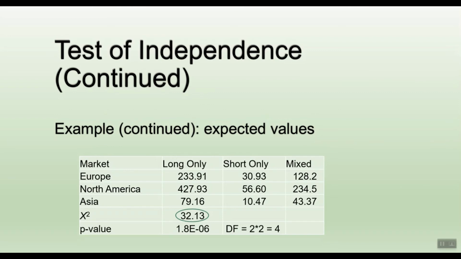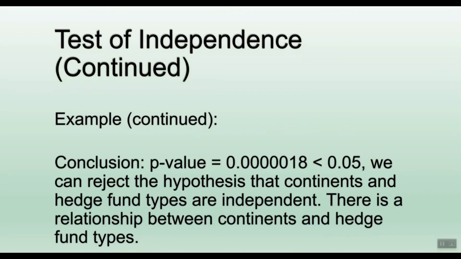And then my p-value can be found as 0.000018. Here's my conclusion. Since my p-value is 0.000018, which is less than 0.05, we can reject the hypothesis that continents and hedge fund types are independent. There is a relationship between continents and hedge fund types.